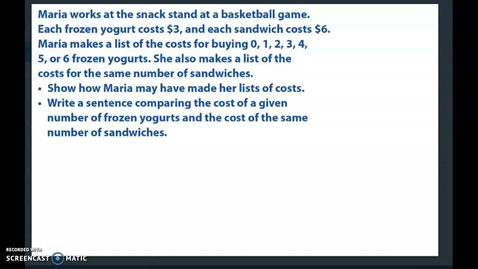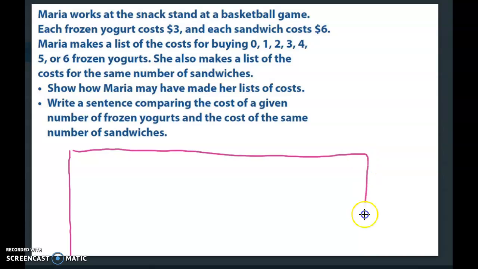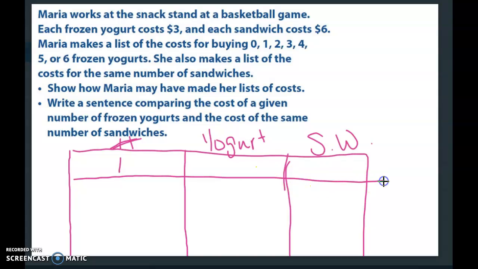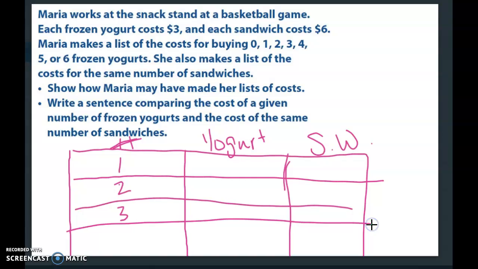So the first thing I'm going to do is I'm going to make a table. Okay. I'm going to do 3 columns. This one is going to be the number. This one's going to be the yogurt. And this one's going to be the sandwiches, okay? So for 1, and I'm going to go all the way to 6 because she lists 6. Hopefully, I'm not going to run out of room, but it's okay.